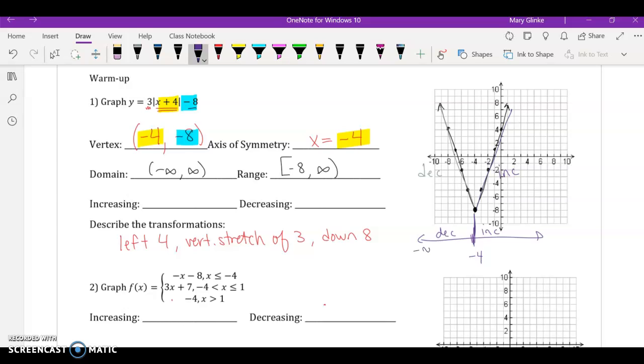So if you think all the way to the left as negative infinity and all the way to the right as positive infinity, we then have our intervals. So looking at this, our decreasing interval happens from negative infinity to negative 4, and our increasing interval then is the other half, so from negative 4 to positive infinity.